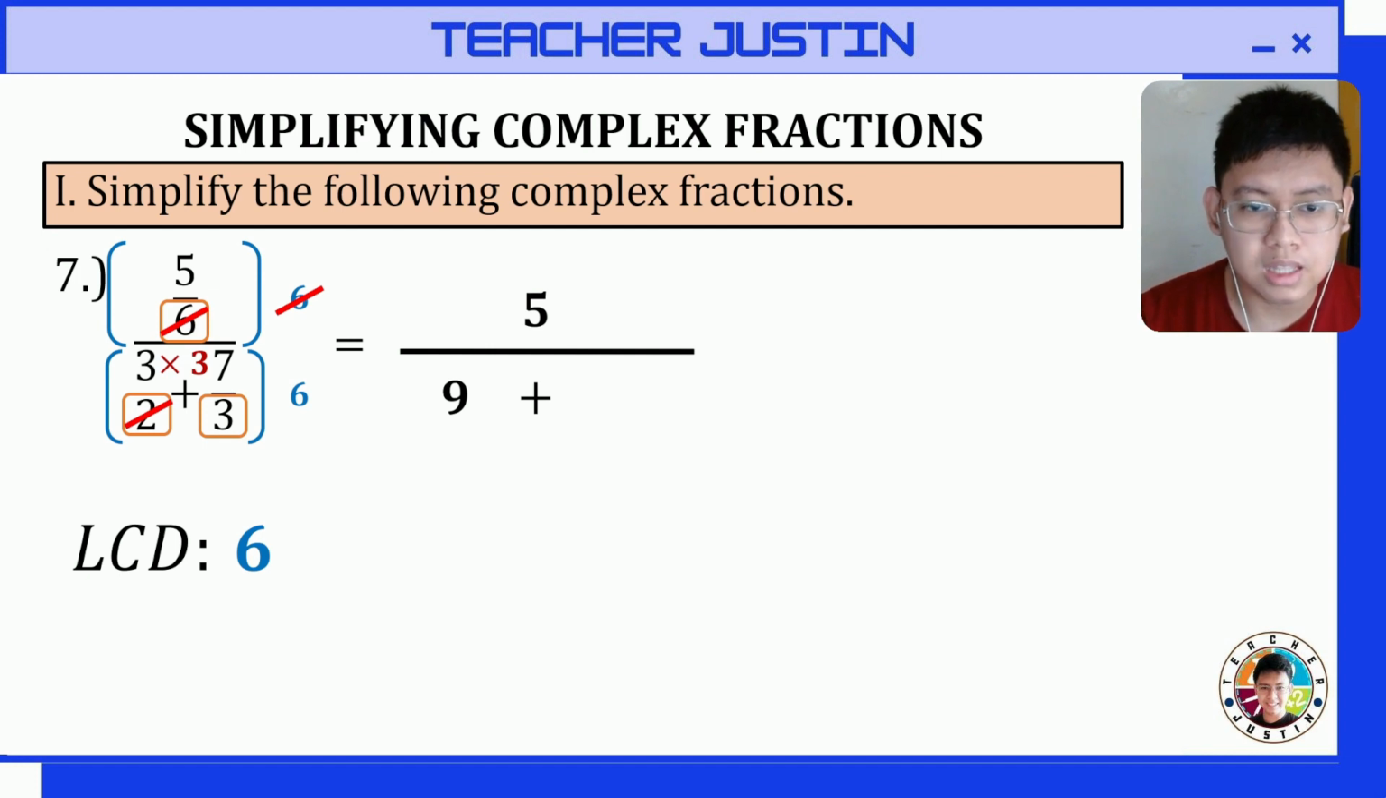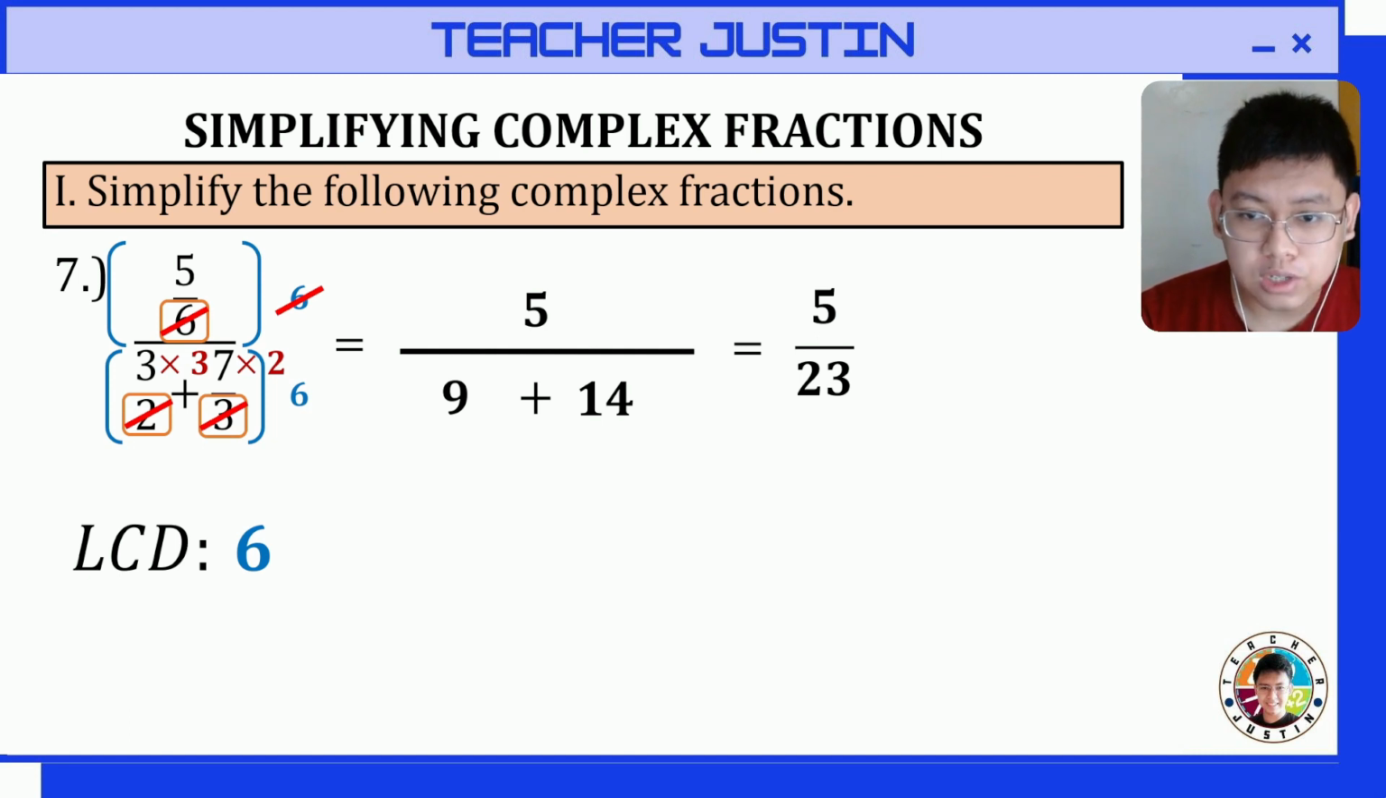Now multiply natin si 7 over 3 kay 6. So, 6 times 7 over 3. 6 divided by 3 is 2. So, multiply natin yung 2 sa 7. Then, 7 times 2 will be 14. Now, add natin yung ating denominator, 9 plus 14. That will give us 23.